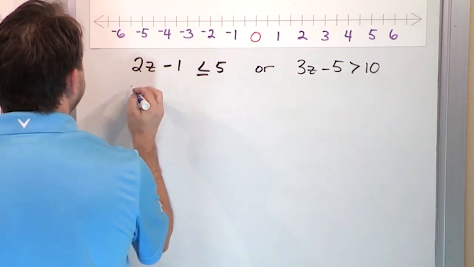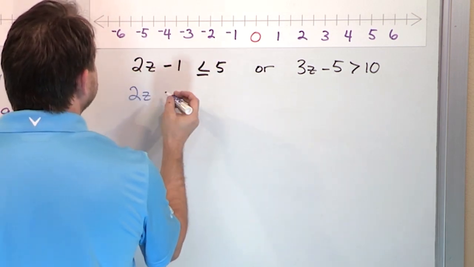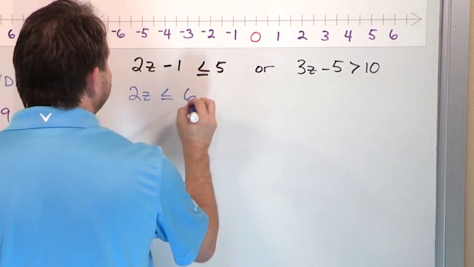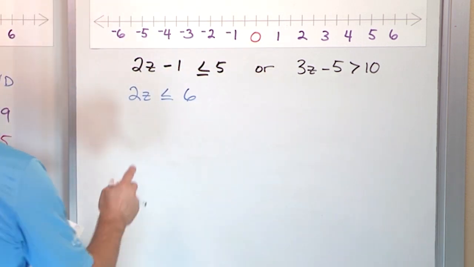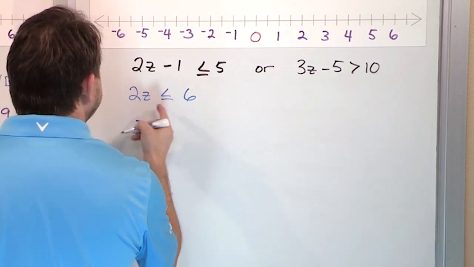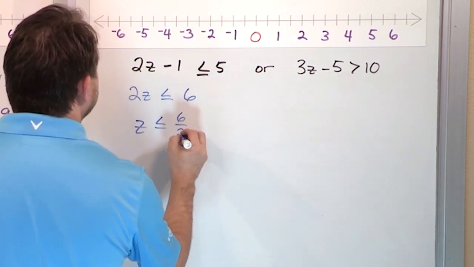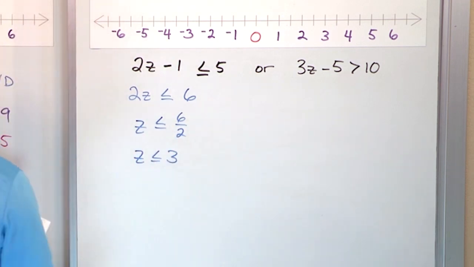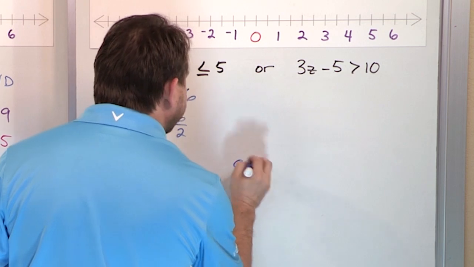We'll move the 1 over here by adding it. So it'll be 2z less than or equal to, add 1 to 5, and you get 6. And then to get z by itself, we divide by 2. And so then z is less than or equal to 3. That's the first part. And then, of course, this big fat "or" here, don't forget that.